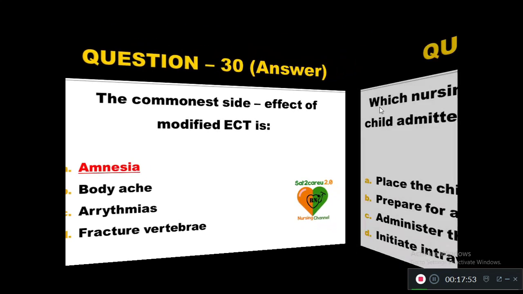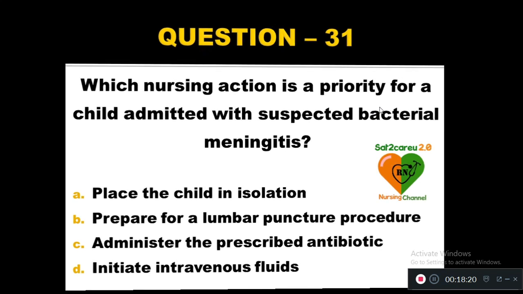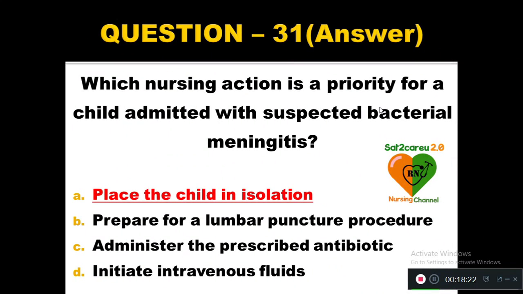Question number 31. Which nursing action is a priority for a child admitted with suspected bacterial meningitis? Option A, place the child in isolation. Option B, prepare for a lumbar puncture procedure. C, administer the prescribed antibiotic. D, initiate intravenous fluids. The correct answer is the priority nursing action should be place the child in isolation.